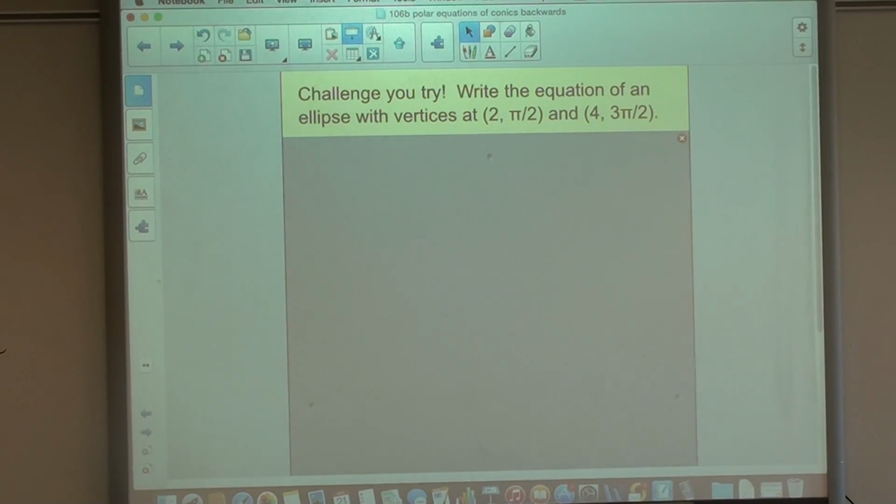Those are your vertices. Vertices are on the major axis. If it's an ellipse, you can only have 2 vertices; the other ones are called covertices. So anyway, there you go.